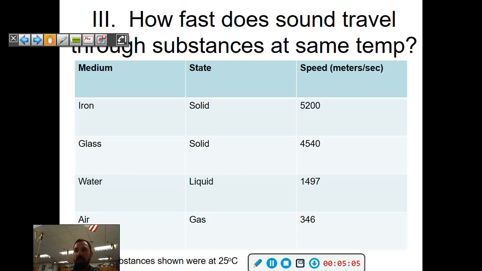Water is a liquid, at 1,497 meters per second. So you can see it's not as fast as a solid, but it's still pretty fast compared to air, where sound travels at 346 meters per second. Okay, so again, you can see the big difference between each medium. Definitely much faster in solids than gases.